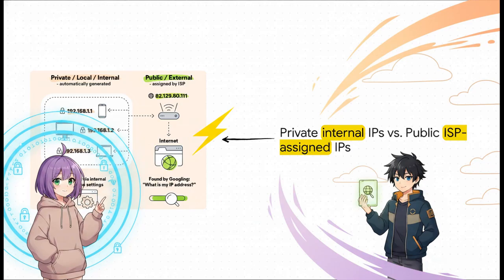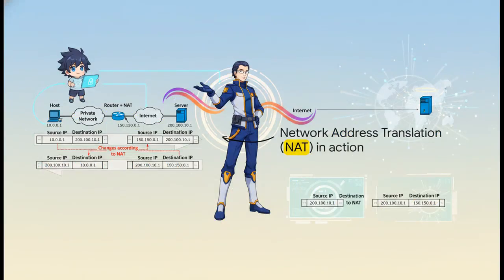They use those to talk to each other securely, but when they need to reach out to the broader internet, they don't show those private numbers to the world. Instead, they project a single public IP that's assigned by your internet service provider. So how exactly do they switch between these two completely different worlds? Well, through NAT, or Network Address Translation.